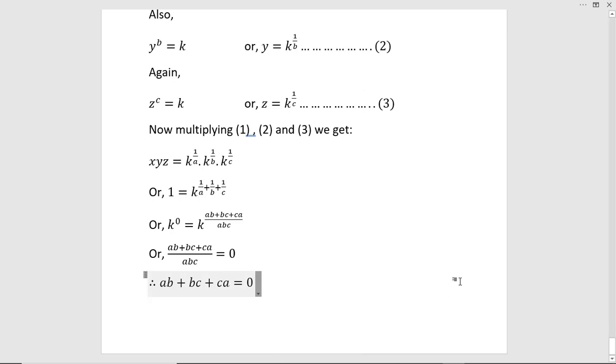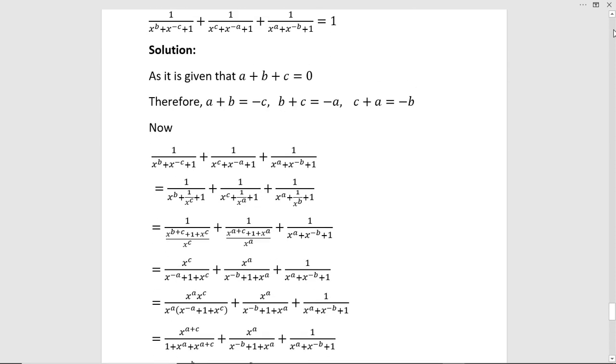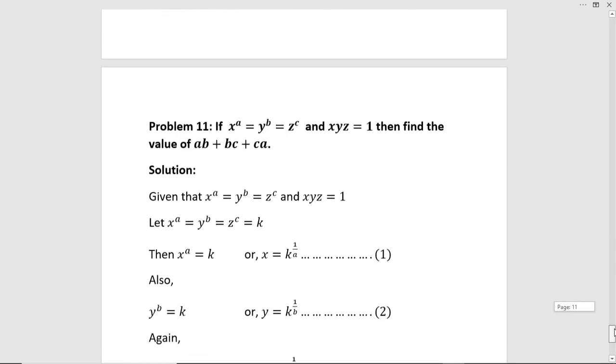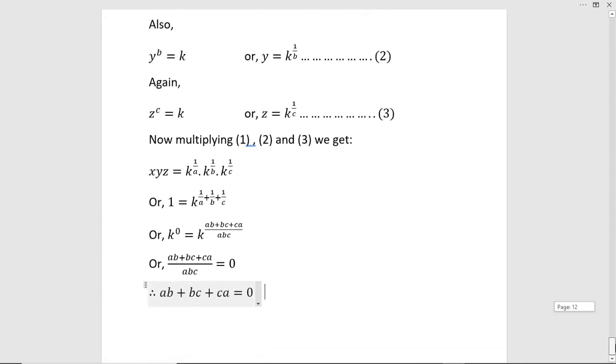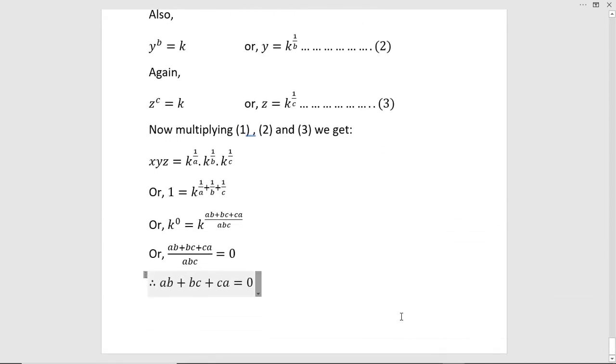or ab plus bc plus ca equal to 0. So this is the value of ab plus bc plus ca. We have to find the value of ab plus bc plus ca. So the value of ab plus bc plus ca is 0. So this is the answer. Oh, sorry, prove, not prove.